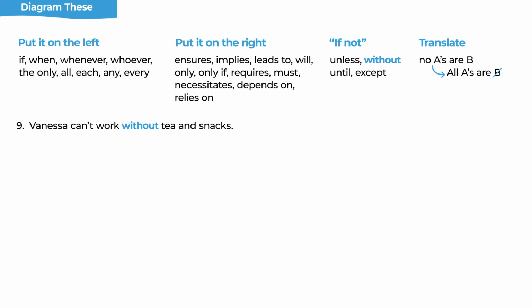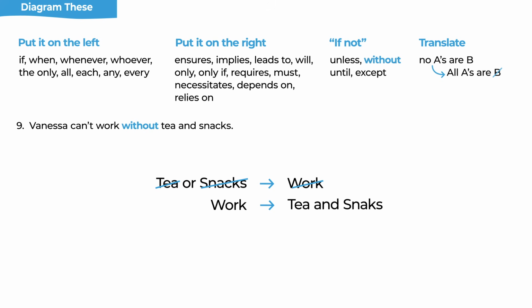Number 9 uses without, which is one of our if not translations. So I would be doing if not tea and snacks. I'm negating a complex idea. I got to switch everything. So if not tea and snacks, can't work, but I need to distribute that negative sign. If not tea or not snacks, then not work. If I don't want to deal with that, I'm going to think through the lens of required. Vanessa can't work without tea and snacks. She needs the tea and snacks. Tea and snacks go on the right. Working requires tea and snacks.